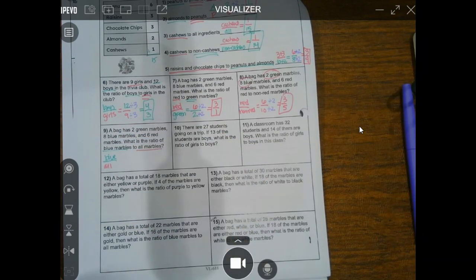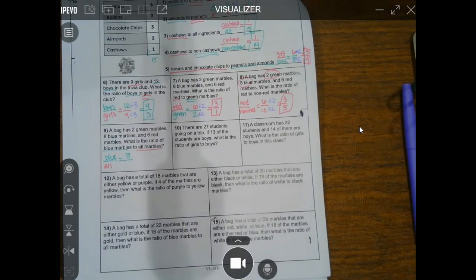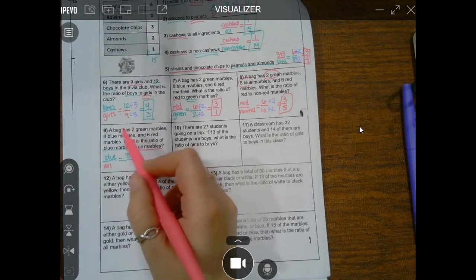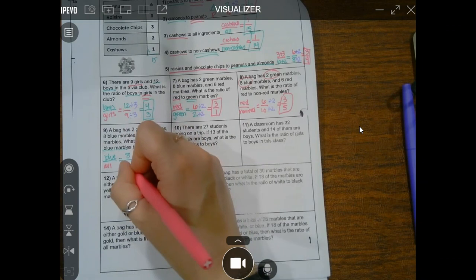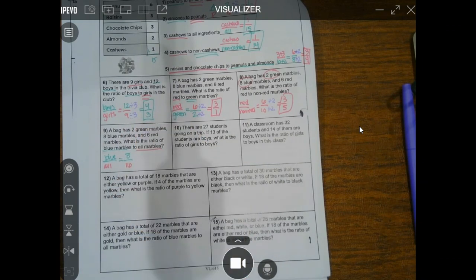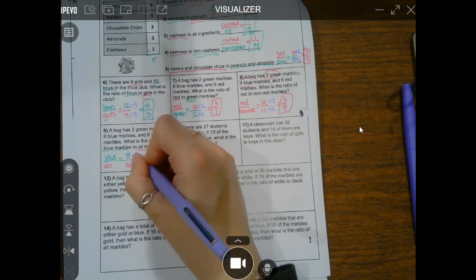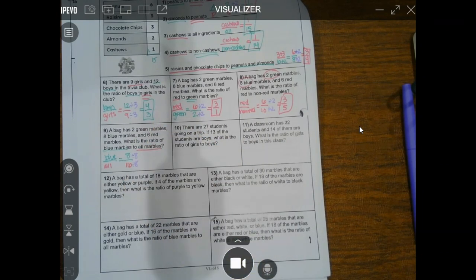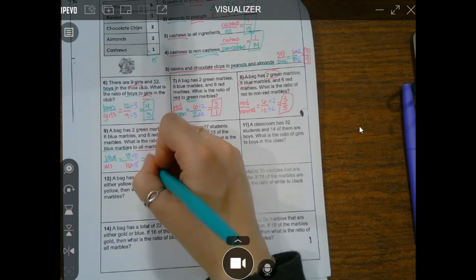Okay, so blue, they told me how many? 8. Now for all, do I include the blue or not include the blue? Yeah, it's part of all the marbles. So you're going to add the green, blue, and red. So 2 plus 8 is 10, and 10 plus 6 makes 16. When you reduce that, what do you get? Well, what can go into both? Yeah, 8 can. And when you reduce that, 8 divided by 8 is 1 on top, and 16 divided by 8 is 2 on the bottom.